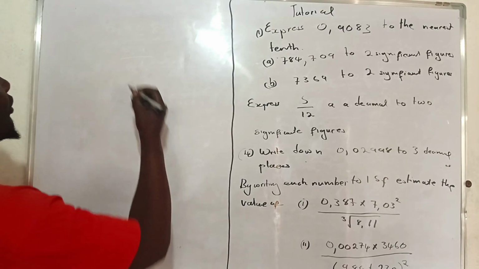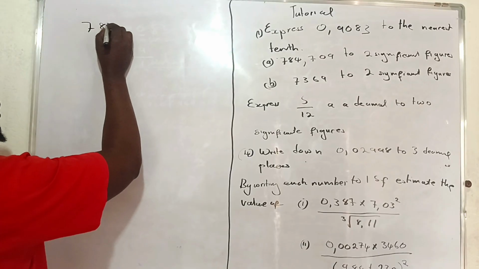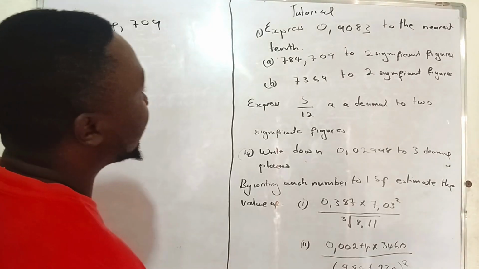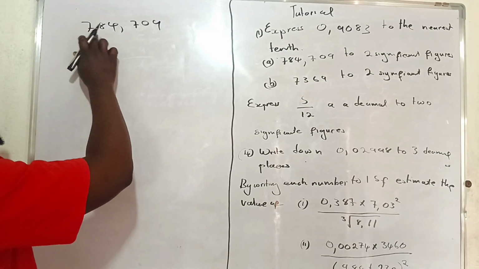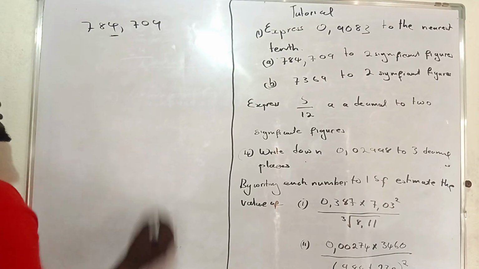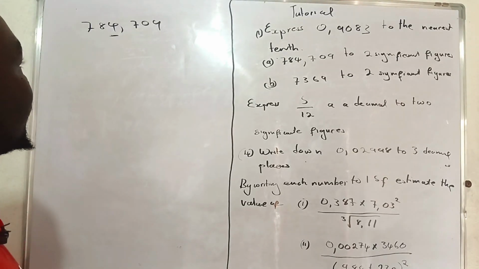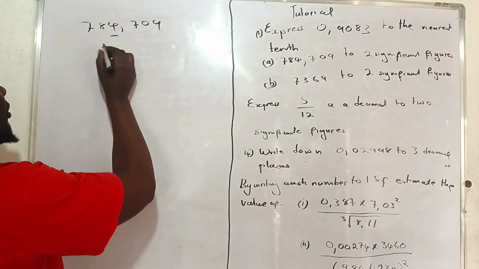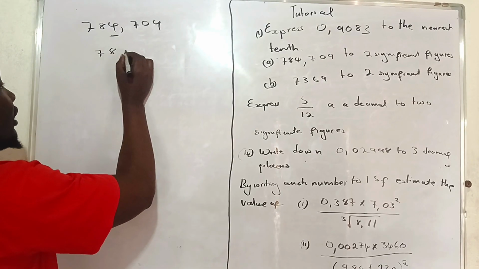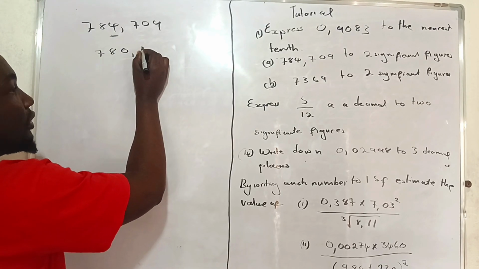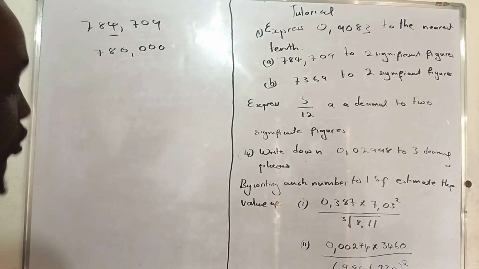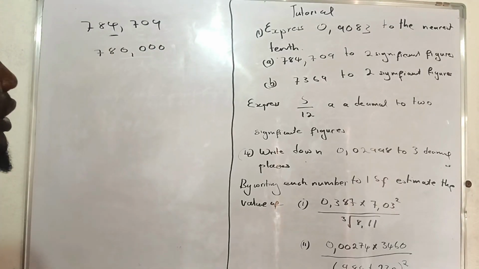784,709 to two significant figures. So the significant figures that you need to remain with are 7 and 8. So you look at the third figure, which is 4. Is it greater than 5? No, 4 is less than 5. So the next figure will remain as it is. So our answer is going to be 780,000. This was 10 into 0. So two significant figures. So this is the answer.